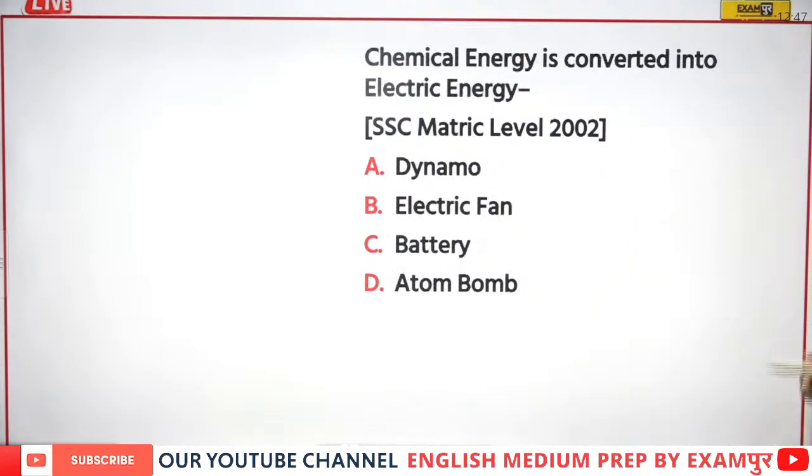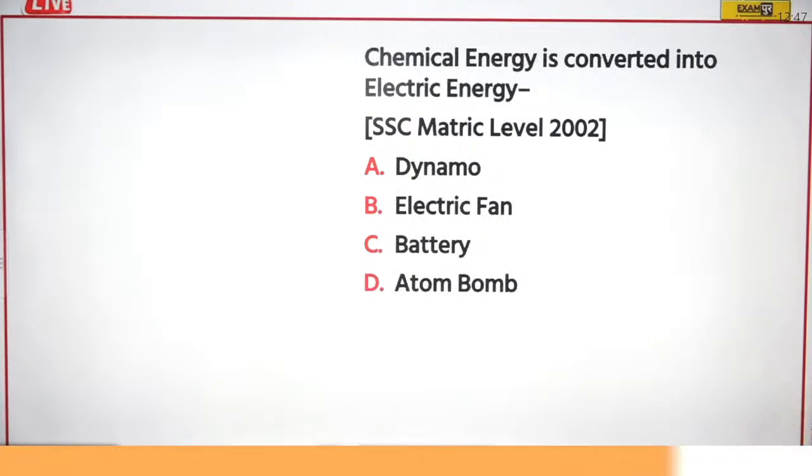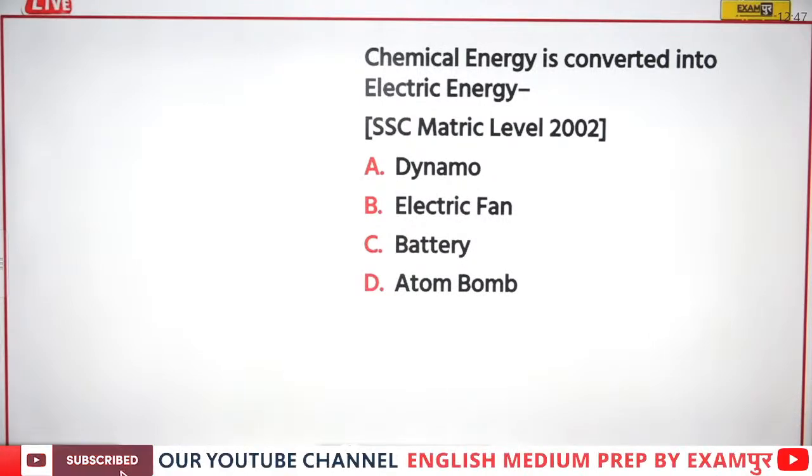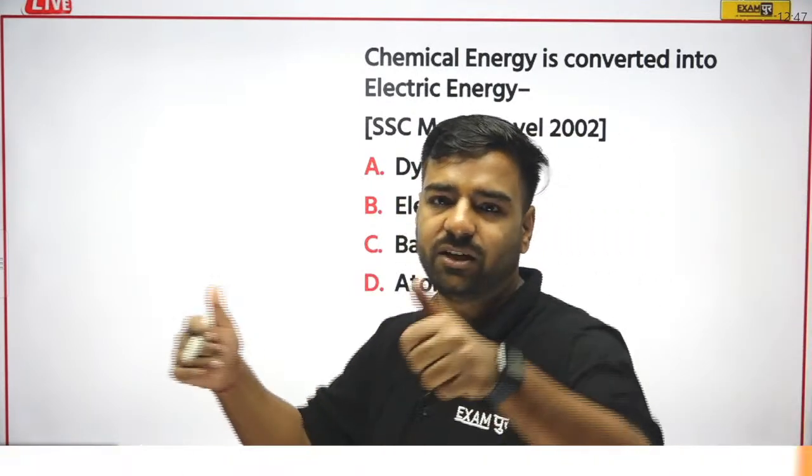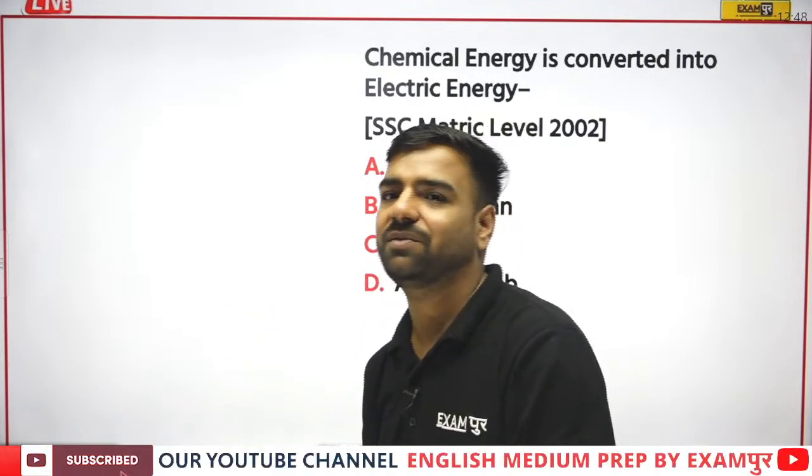Next, chemical energy is converted into the electric energy. What is the correct option? Dynamo, electric fan, battery, or atom bomb? So we have Udbhav's answer also. Udbhav, very good. You have given the correct answer. Very good, Udbhav.